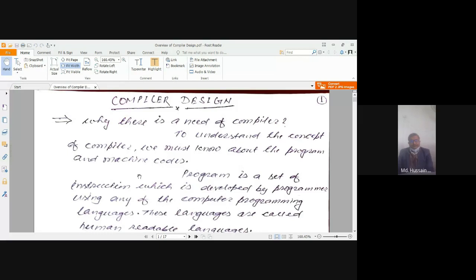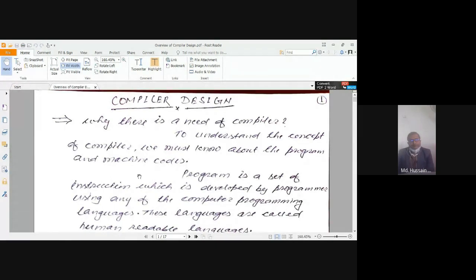Dear students, now you are in third year, and in this year, we will study a new subject. The name of that subject is compiler design.